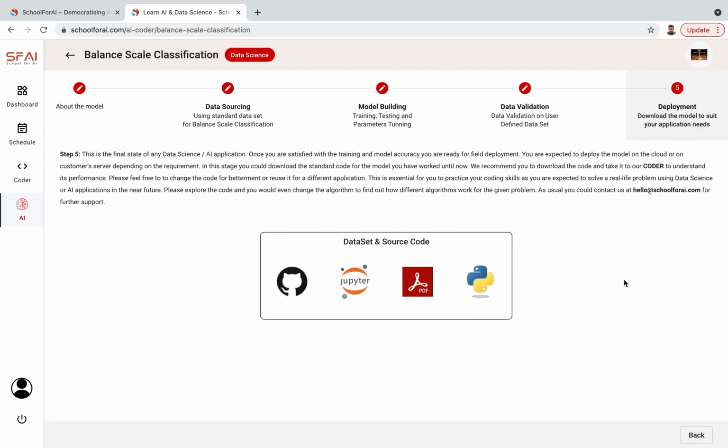Once it is done, we are going to deployment. Here we have the dataset and source code. You could go to GitHub and get the data, or Jupyter Notebook and directly download the file in Jupyter format, and then PDF and Python as .py format code. So you could take this code and eventually try to solve another problem or modify it as you like. So we encourage students to take the code and work upon that.